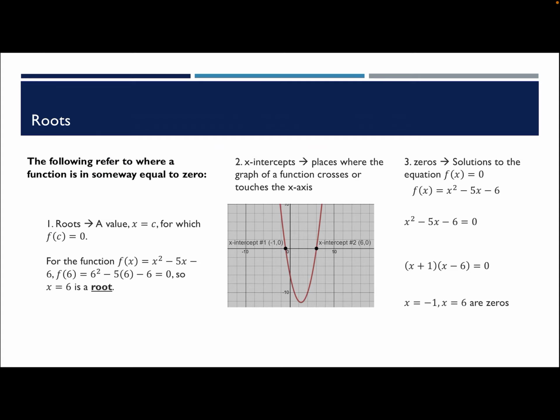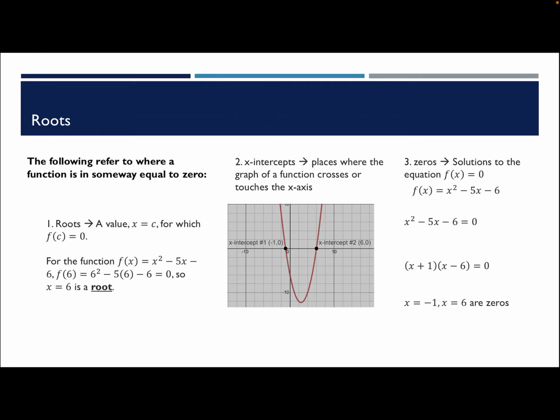All right, so the following three things are in some way when a quadratic function equals 0. One, you have roots, and that means that if you substitute the value into the function, you get 0. Two, you have x-intercepts, and that's going to be places where the graph of the function either crosses or touches the x-axis. So you can see that we have two x-intercepts, one at (-1, 0), the other one at (6, 0). Or three, you have zeros, which are solutions to the equation.